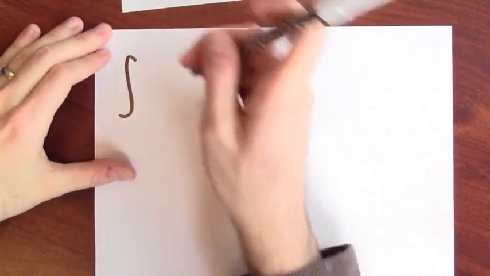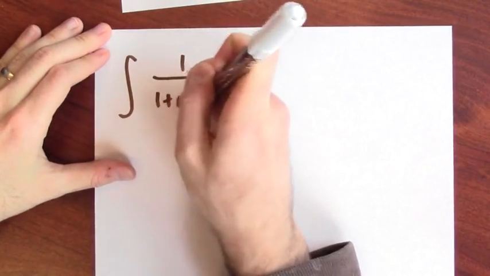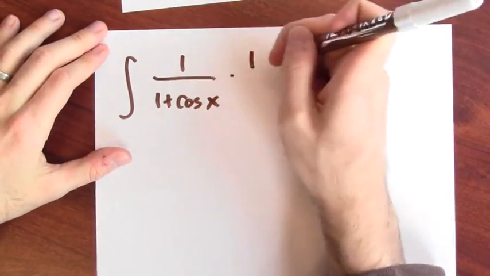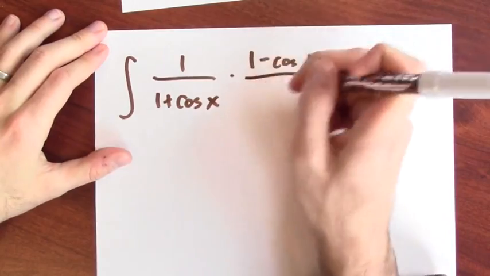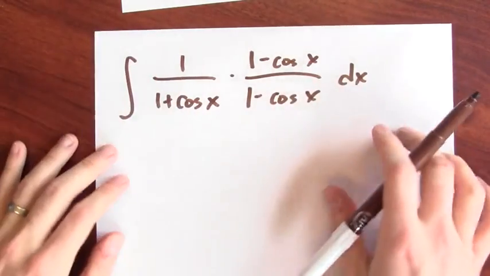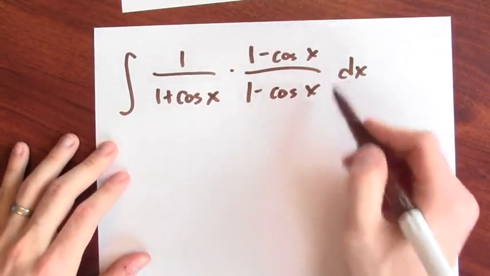Well, since we're talking about invisible substitutions, we should try to mess around with the integrand. Let's try a different trick. Let's multiply 1 over 1 plus cosine x by 1 minus cosine x divided by 1 minus cosine x. This doesn't change the integrand at all because this is just 1. This trick makes a hitherto invisible substitution visible. I'm getting ahead of myself a little bit.